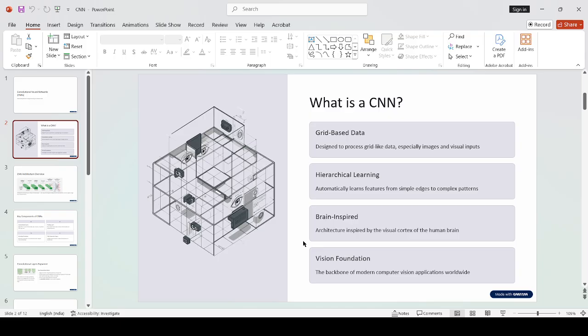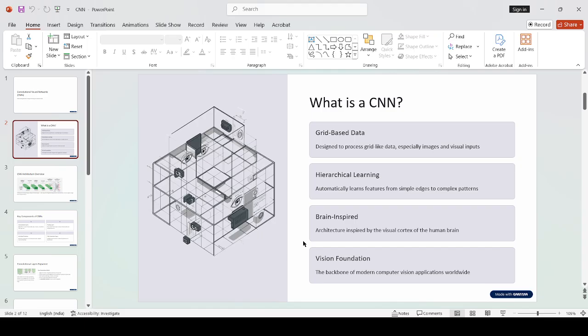Let us first understand what a convolutional neural network is. A CNN is a deep learning model specifically designed to process grid-based data, especially images. An image can be represented as a grid of pixels. Each pixel contains information about color or intensity. The important advantage of CNN is that they can automatically learn useful features from these images.